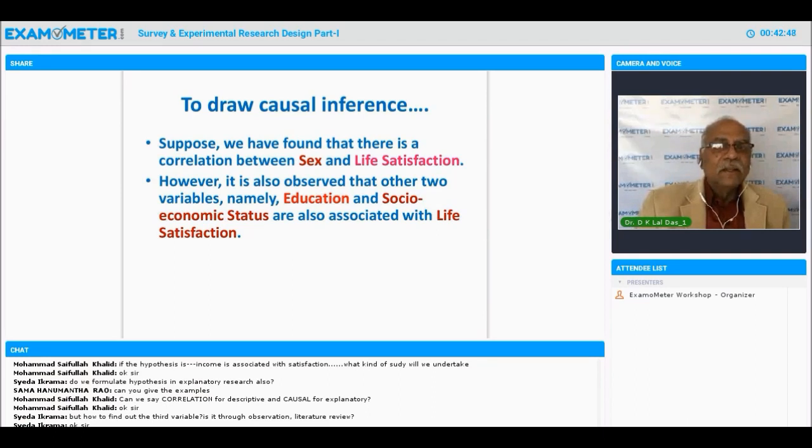I'm elaborating now causal inference or cause-effect relationship. Suppose we have found that there is a correlation between sex and life satisfaction. However, it is also observed that other two variables, namely education and socio-economic status, are also associated with life satisfaction.